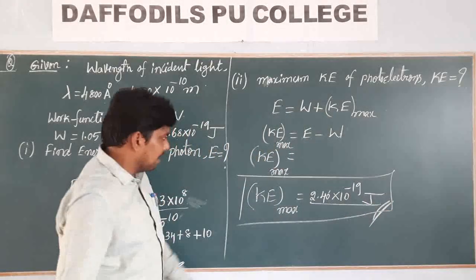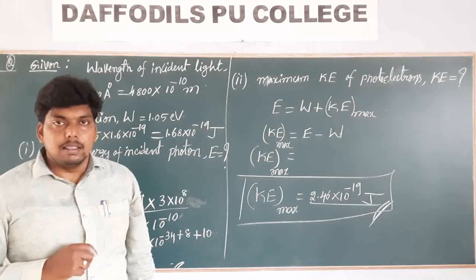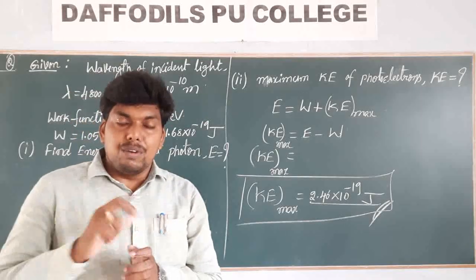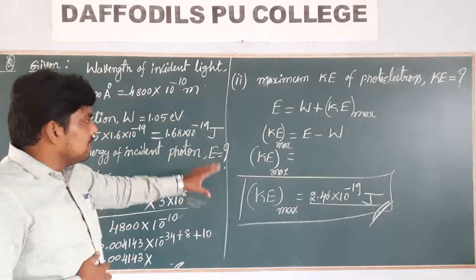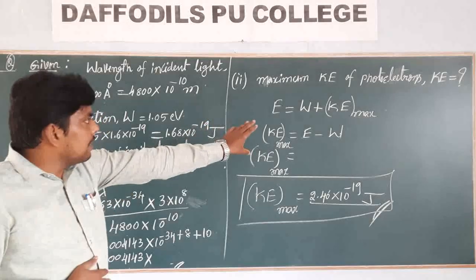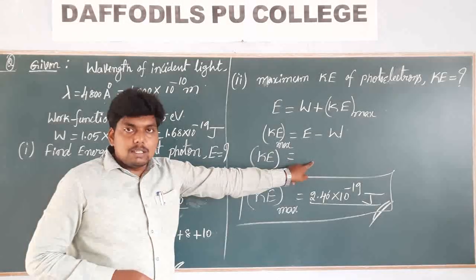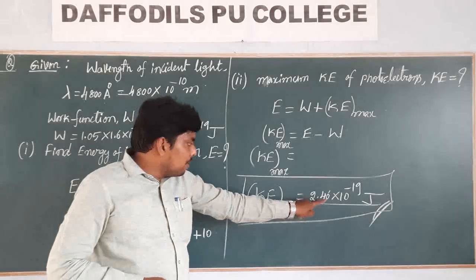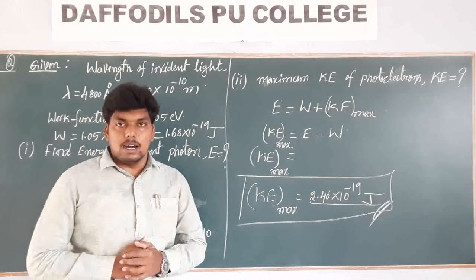We have followed the same process we did in the previous numerical. The previous numerical was about the frequency, but this numerical is about the wavelength. Just the same method: first we calculated the energy, later we calculated the maximum kinetic energy. Here you just have to follow the simplification. You will get nearly 2.46 into 10 to the power minus 19 joule. Next we will move to the third numerical.